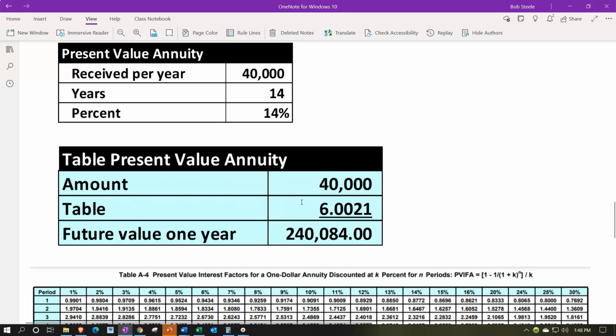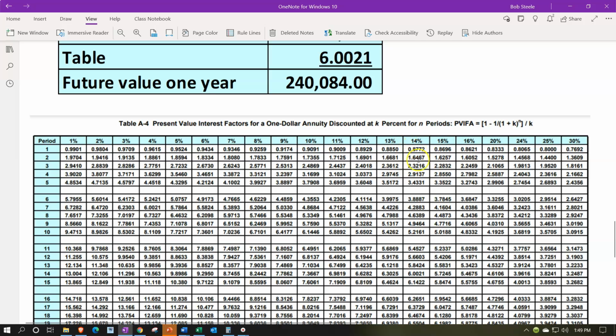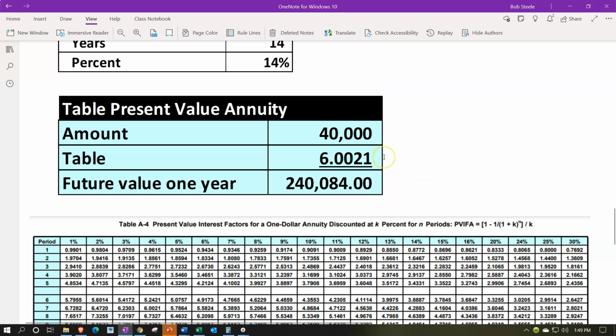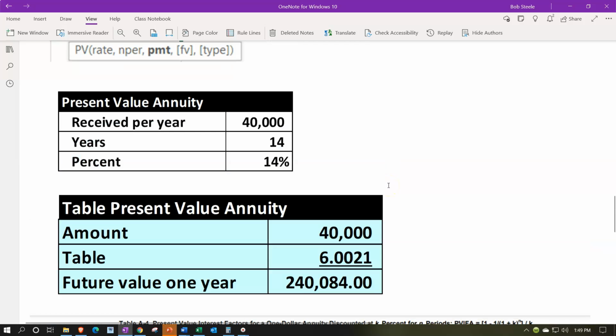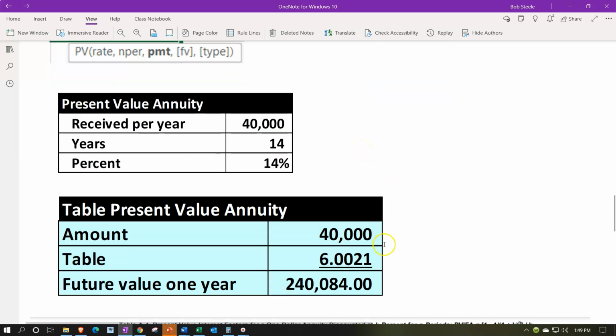One more time on the table, we can look this up on the table and do a similar type of calculation. We've got the 14 and the 14. That makes it easy. 14 and 14, I can remember that. 14% down to the 14 periods, 6.0021. So there's the 6.0021. The 40,000 times 6.0021 is 240,084, close to, but not exact to the 240,082.86 due to the fact that it's only rounded out 4 digits.